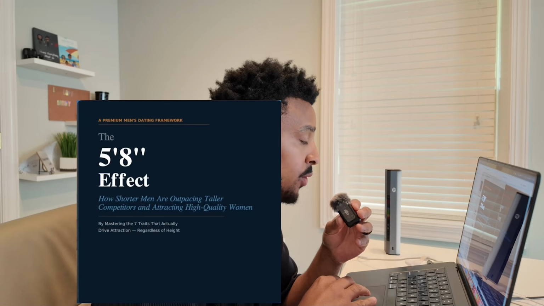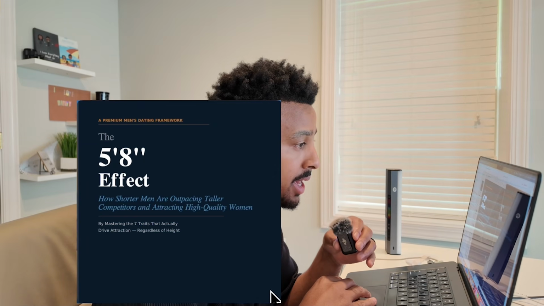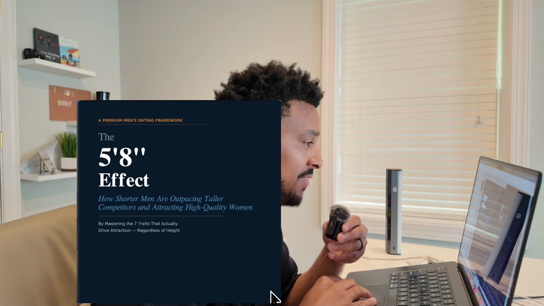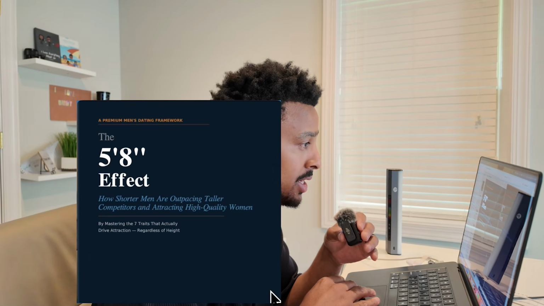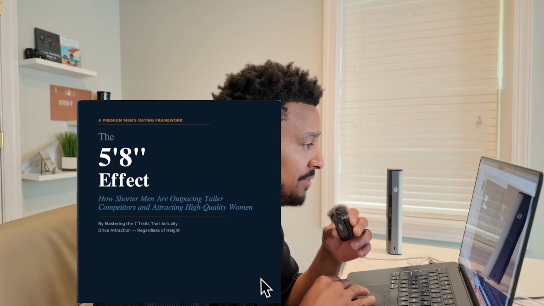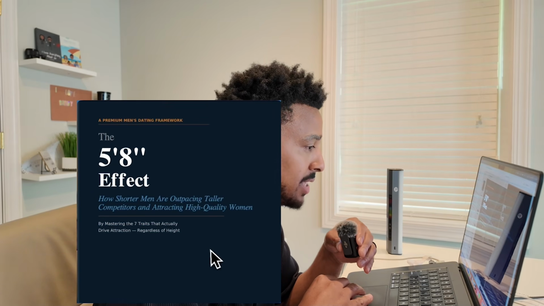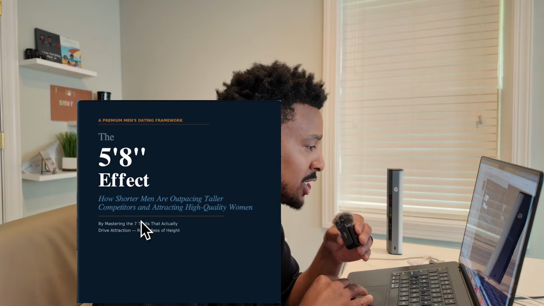So I'm going to show you an example of one of the PDFs that I am referring to that are designed to make way more money than the average PDF. For example, this is a PDF right here that solves a problem. It hits deep and cuts deep on a pain point of men who are, let's say, 5'8", thinking that they have to be tall in order to attract women. This PDF right here is called the 5'8" Effect: How shorter men are outpacing taller competitors and attracting high quality women by mastering the 7 traits that actually drive attention, regardless of height.